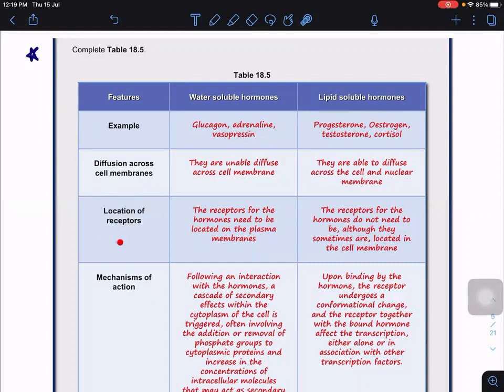Okay, so locations of the receptor. The receptor for the water-soluble hormones needs to be located on the plasma membrane. Are you clear? It means that it must be on the plasma membrane. If they are not on the plasma membrane, then it's useless because the hormones won't be able to diffuse across the phospholipid bilayer. Okay. How about lipid-soluble hormones? No issues. For lipid-soluble hormones, the receptor does not need to be on the membrane, although they sometimes are located in the cell membrane. So you can write down where you can find it. We can find it at the cell membrane.